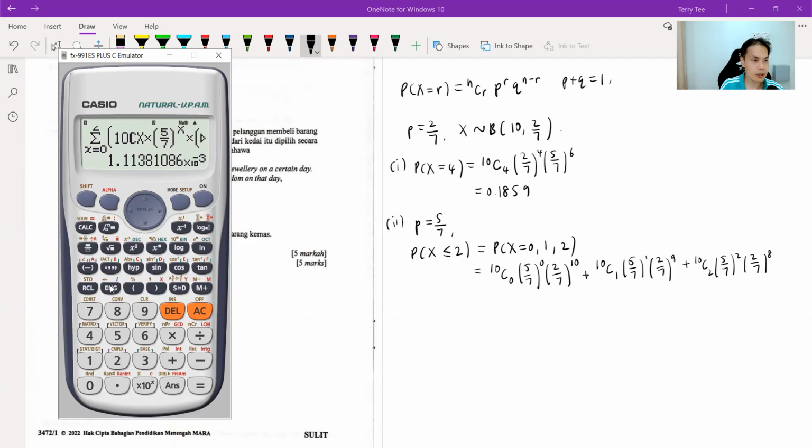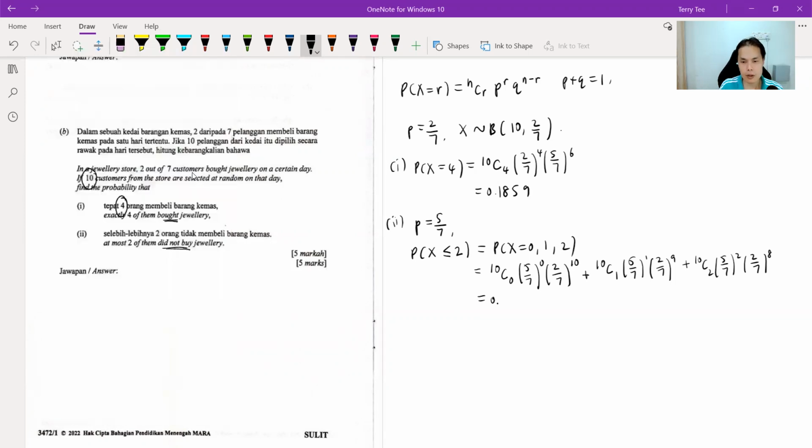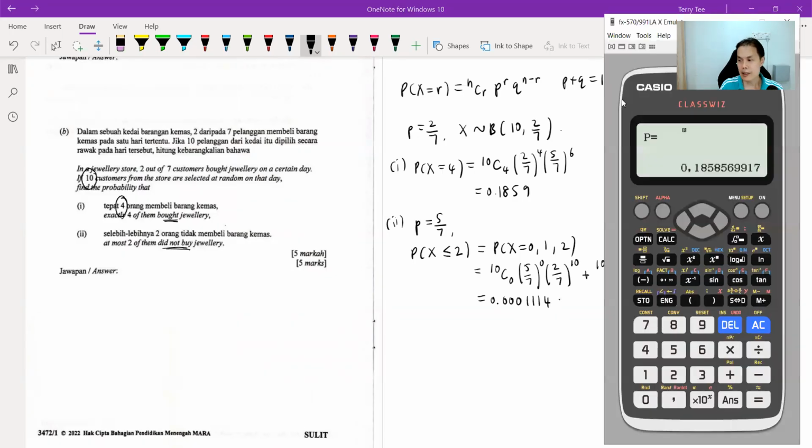You can press Shift ENG, just press this button, Shift ENG twice to shift the decimal point. It is 0.000114. Very small value. All right. Now, of course, you can use this calculator as well.